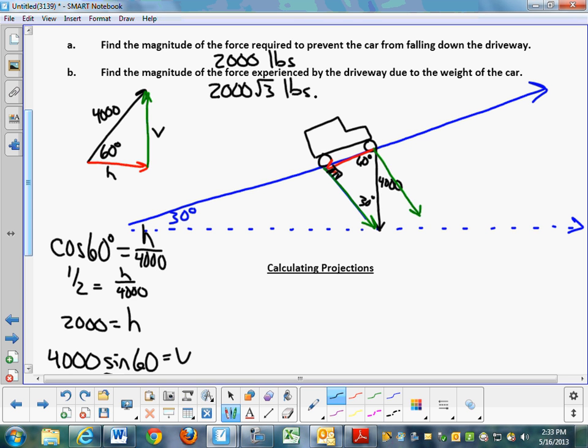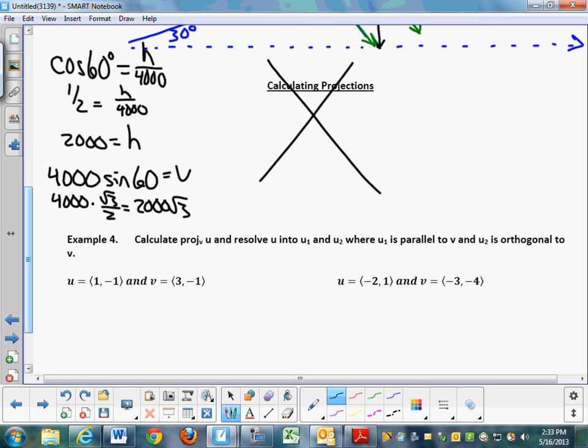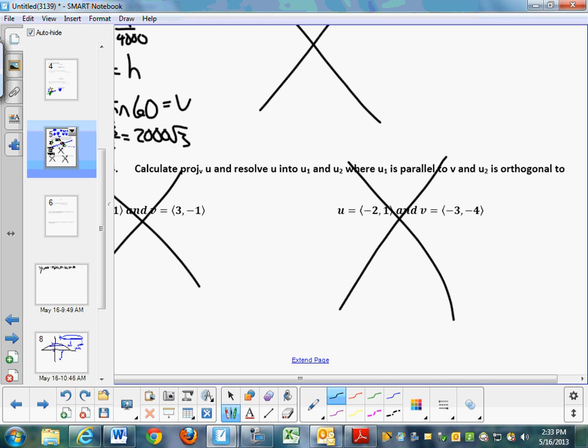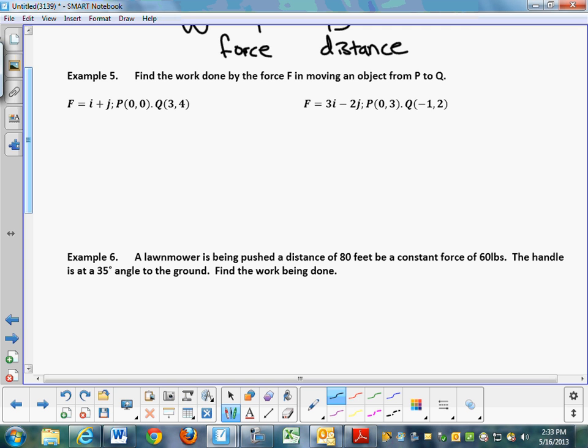All right. Take this, calculating projections, and cross it off. This is interesting to study, but you won't really use it in mathematics. You would maybe use it in physics class. So that just brings us to this last part, work. Work is defined by force times distance. So what we want to do is find the work done by the force F in moving an object from P to Q.